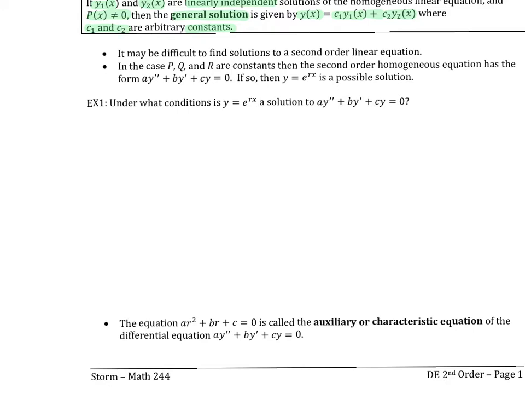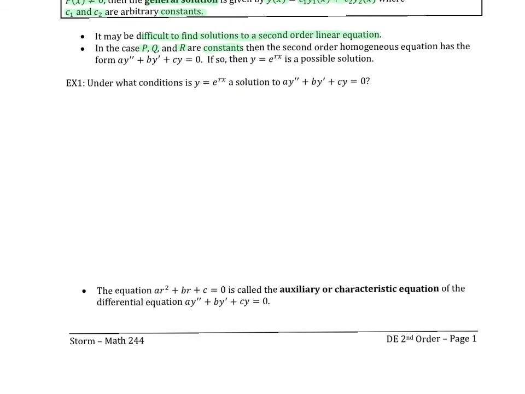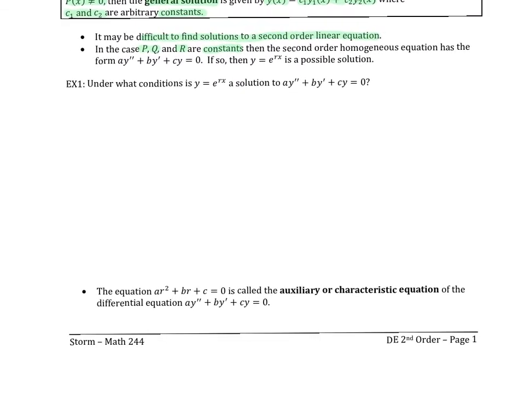And in fact, we're going to even simplify it further. If we look at these 2 bullet points, I had just mentioned that it's difficult to find solutions to second order linear equations. But we're going to look at the special case where P, Q, and R are not simply functions of x, they're actually constant real numbers. Okay. Then our second order homogeneous equation is going to be of this form here.